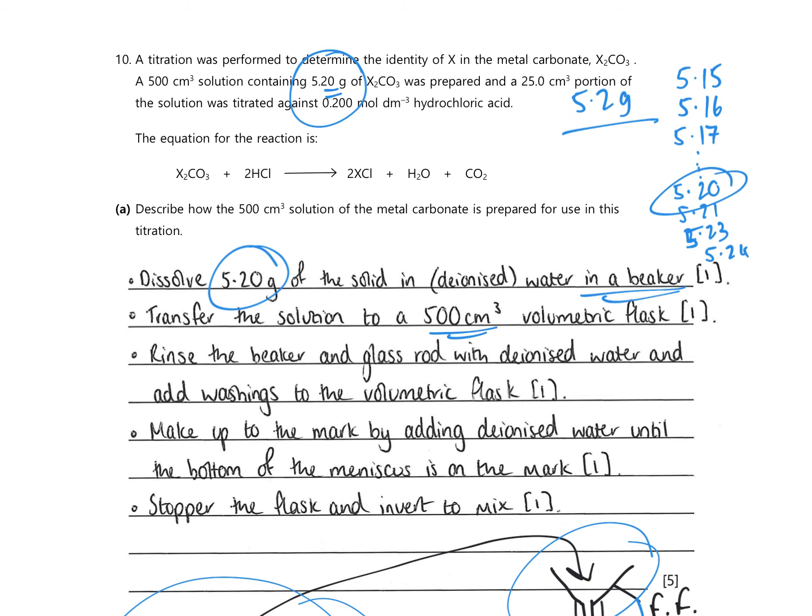Then we made up the solution in a beaker and stirred it with a glass rod. So we need to rinse those with deionized water and add the washings. That's just essentially the water that we've rinsed it with, which will contain some of the solution, to the volumetric flask. Then we make up to the mark by adding deionized water until, again here, the bottom of the meniscus is on the mark. We explained that earlier. It doesn't matter if the top of the meniscus is on the mark, it's still not enough. The bottom of the meniscus has to be on the mark. So don't just say until the meniscus is on the mark. That's not enough to say.